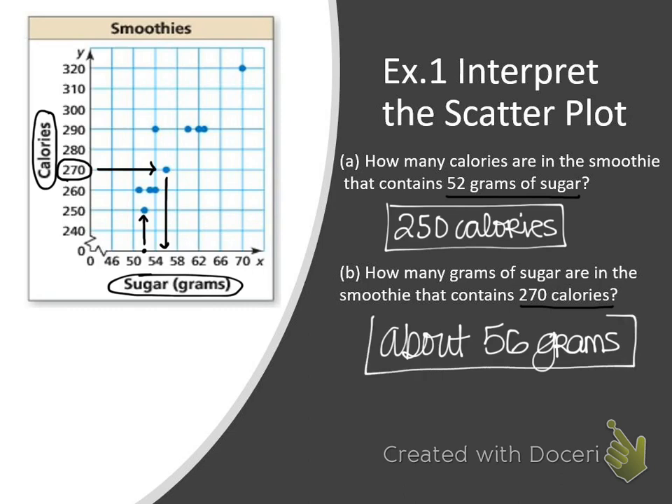So there is going to be a little bit of wiggle room for you. As long as you don't say 42 grams, which is nowhere close to the answer, you're going to be okay. But we're going to use the word about if we cannot find an exact number on our graph. All right, so that's how we interpret a scatter plot. Now, let's talk about scatter plots and their correlations.